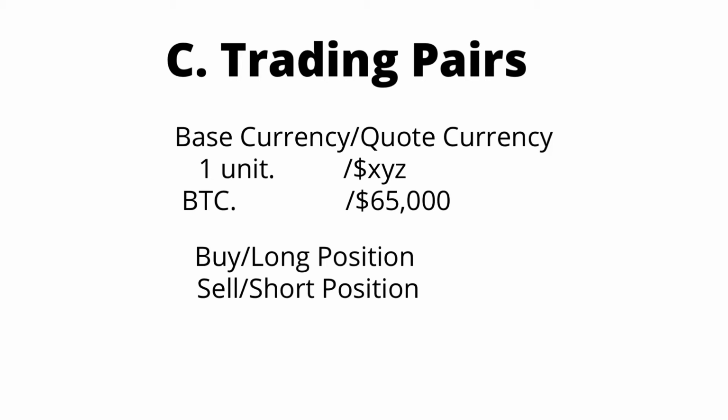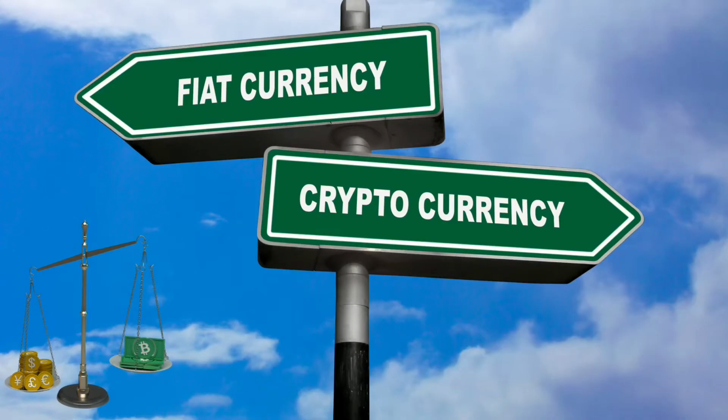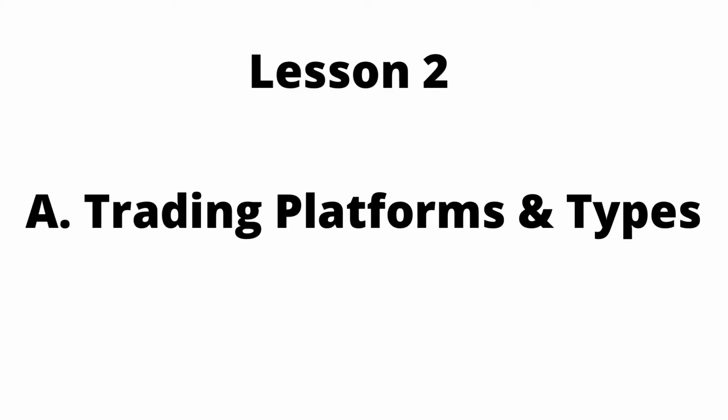So if you want to buy, you open a long, and if you're selling, you open a short. And with each of the pairs, they trade a little bit different. So fiat currencies, cryptos, and indices all trade different. Lesson 2, trading platforms and types.